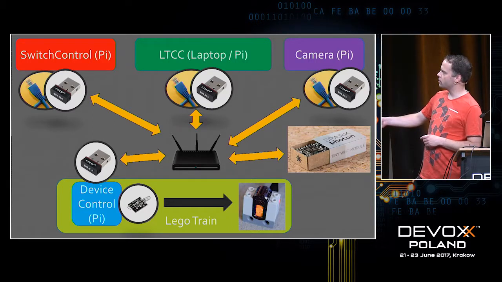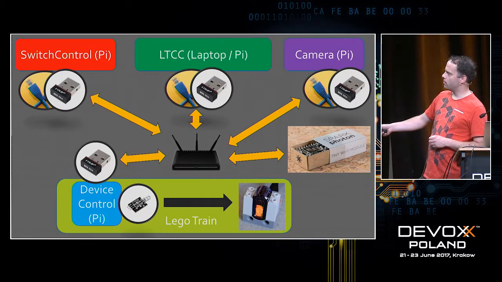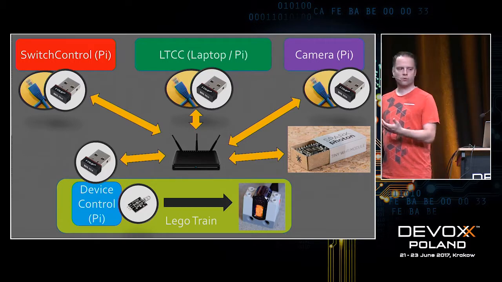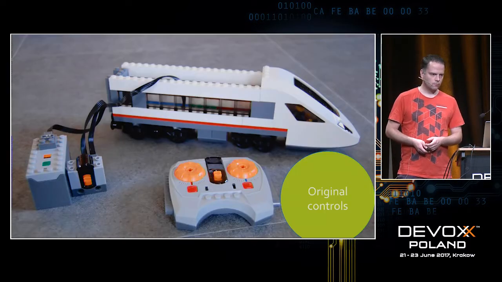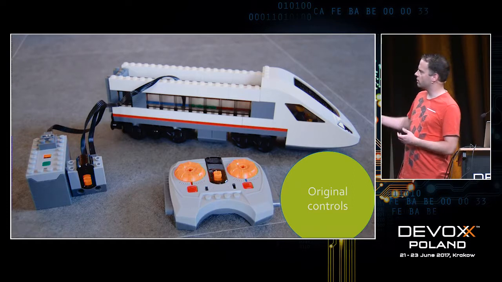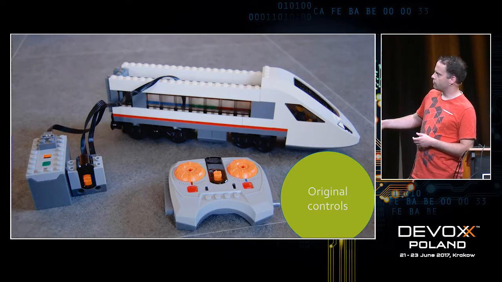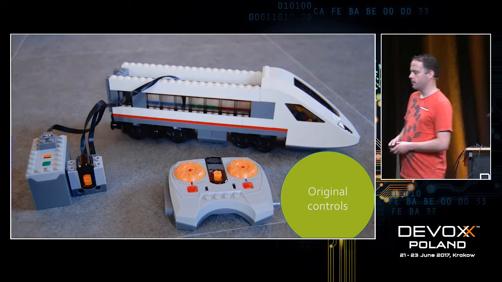So from the router, we connect to the Raspberry Pi, to the USB Wi-Fi dongle, and then the Raspberry Pi has the infrared transmitter, which basically connects to the infrared receiver, which is from Lego. And with that, I can control the Lego. So originally, it looks like this: infrared receiver, infrared transmitter, infrared receiver, battery box, and some engines underneath.